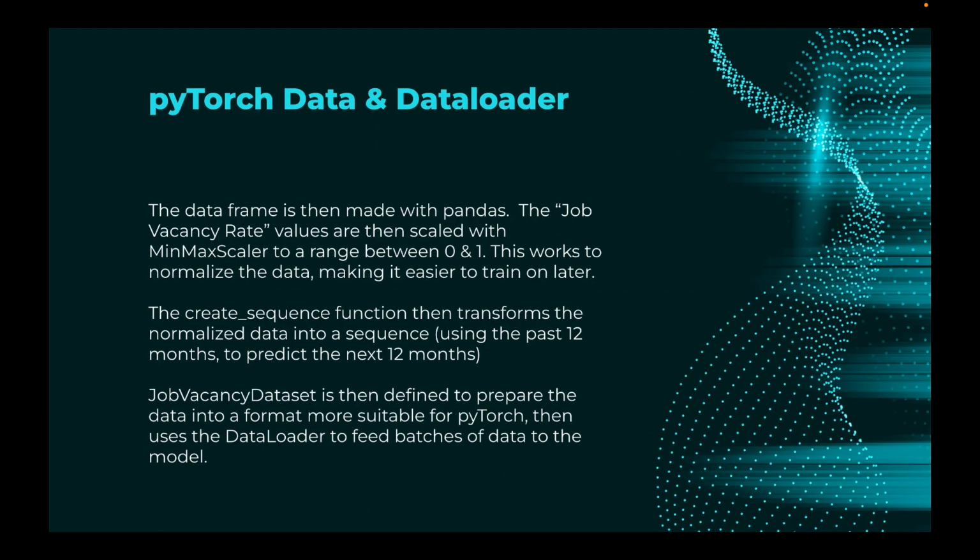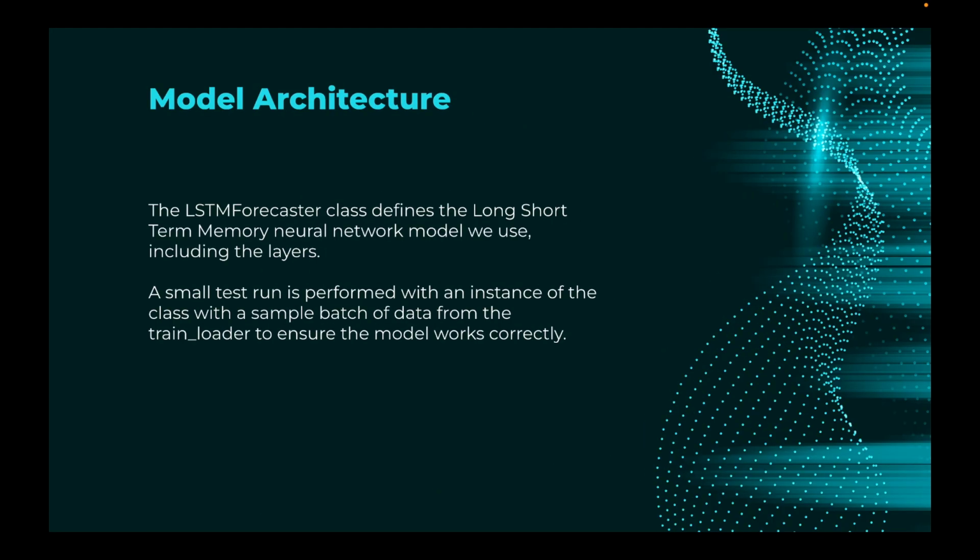PyTorch data and the data loader. The data frame is then made with pandas. The job vacancy rate values are then scaled with min-max scaler to a range between 0 and 1. This works to normalize the data, making it easier to train on later. The create sequence function then transforms the normalized data into a sequence, using the past 12 months to predict the next 12 months. Job vacancy dataset is then defined to prepare the data into a format more suitable for PyTorch, then uses the data loader to feed batches of data to the model.